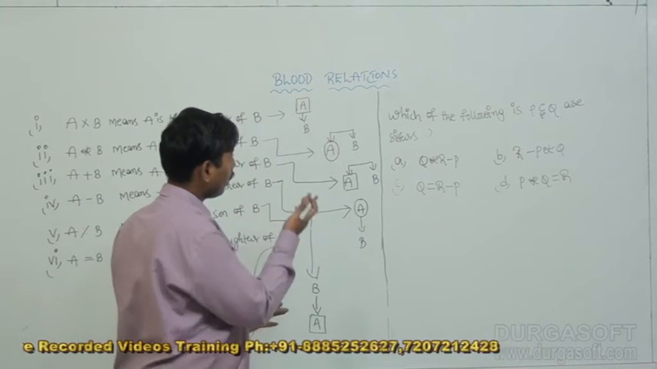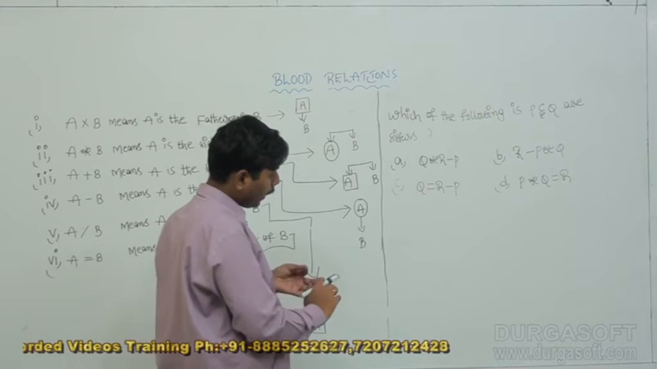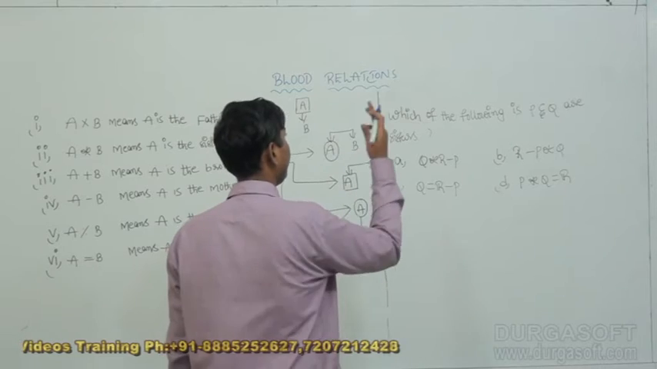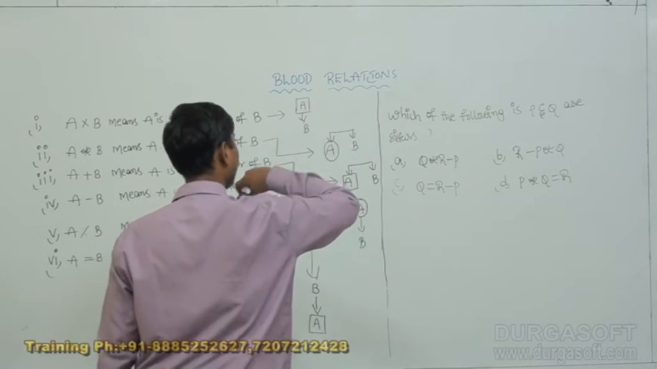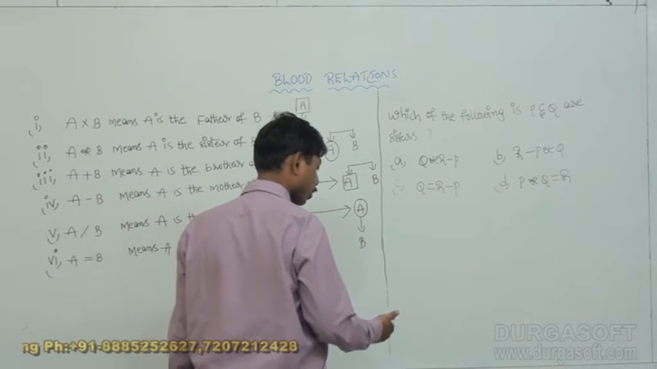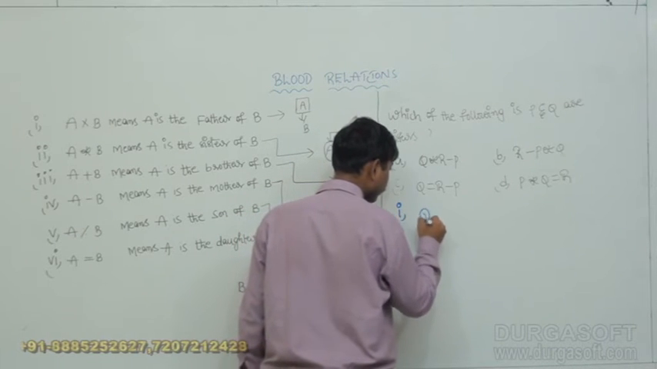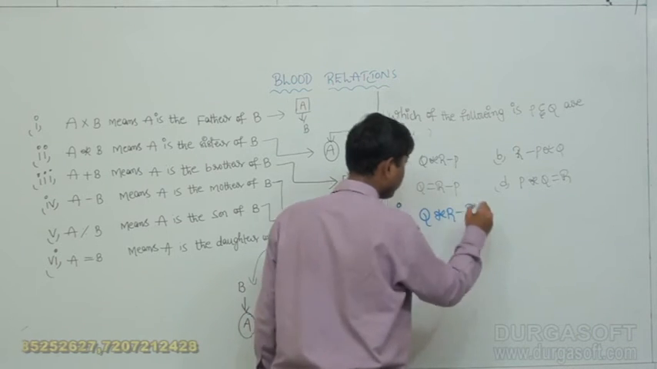So our condition is very clear: P and Q are sisters. P and Q are sisters means we are looking for P is the sister of Q and Q is also the sister of P. P and Q both are sisters. Let us start with option number 1. What is option number 1? Q star R minus P.